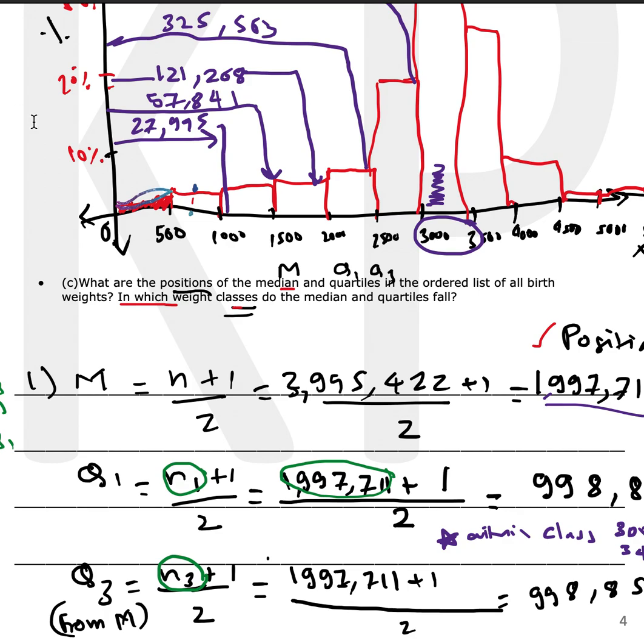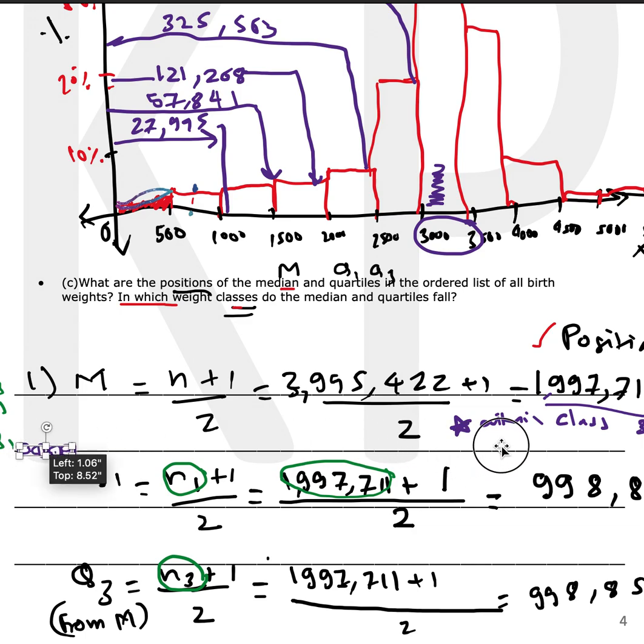In here it should be towards the median. So now locate the Q1. It should be easier. 998,856.